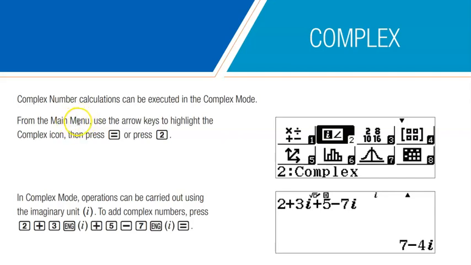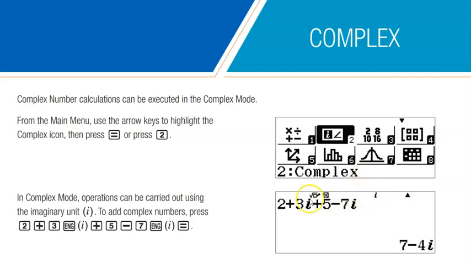You press the menu button, and after that, you select option number 2, and it will take you to the complex mode. This is option number 2. When it's in the complex mode, you will see a tiny i appear on the top.